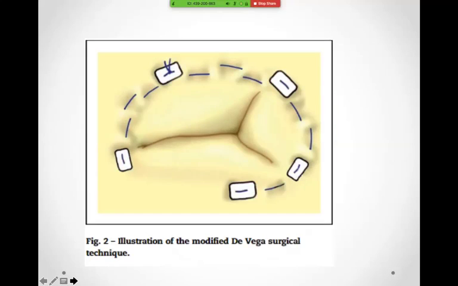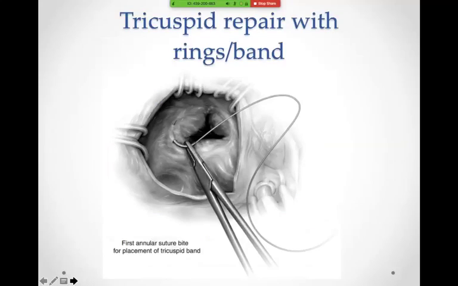So what did the other surgeons do? Next slide, please. Basically, what we did was we used multiple sutures. Some people use about 5 sutures so that the annulus is plicated at small points and there is no cutting through of the sutures. Next slide, please.